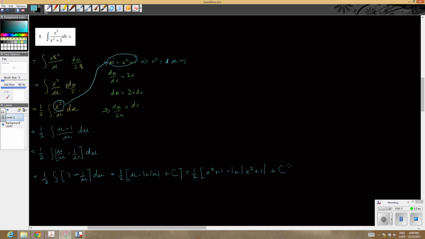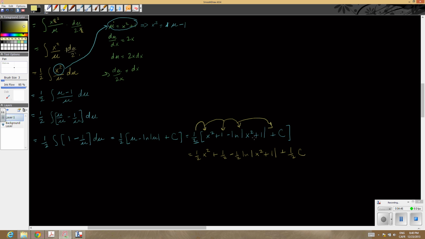plus c. All right, so this half is just staying out front here, and I'm going to go ahead and expand that. So I'm going to show you the expansion. 1, 2, 3, actually 4 terms. All right, so we have 1/2 times x squared plus 1/2 minus the half times the ln of the absolute value of x squared plus 1 plus 1/2 times c. All right, so I know this looks a little funny because of our halves here.